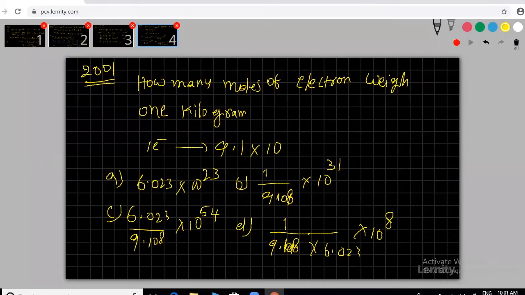Are you able to see my screen? Some people said the screen is not visible. Yes, fine, thank you. Now which option, sir? Some people gave option D. Did you get the answer on paper? Very good. Option D.